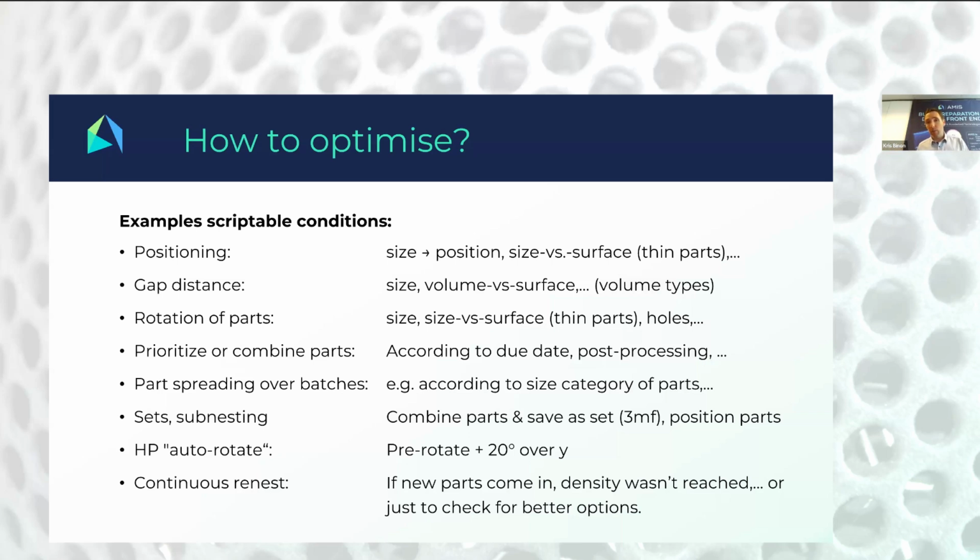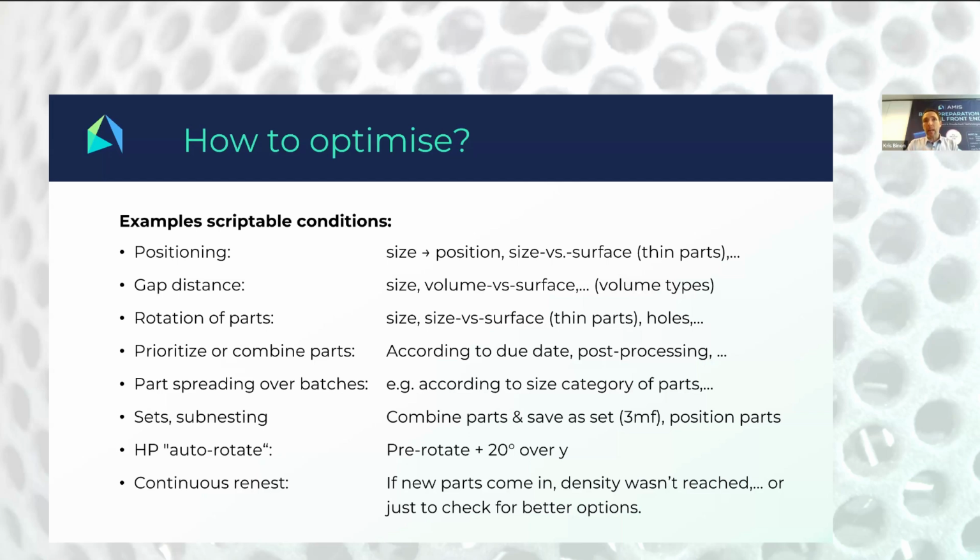You can prioritize parts or combine parts. As in the example, you could do that according to due date, but you could also start thinking about, okay, which parts need which post-processing? And wouldn't it be wise to put those together, so that I don't need to afterwards dig out the ones that need to be separately post-processed, etc. But also, of course, depending on the machine you want to print on, that's a given, I would say. So there's quite a few opportunities there as well.